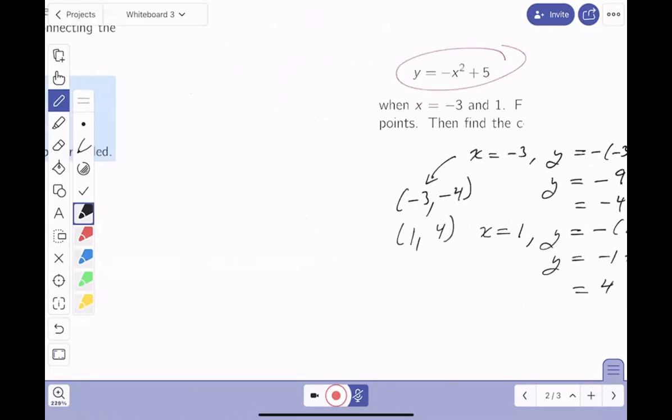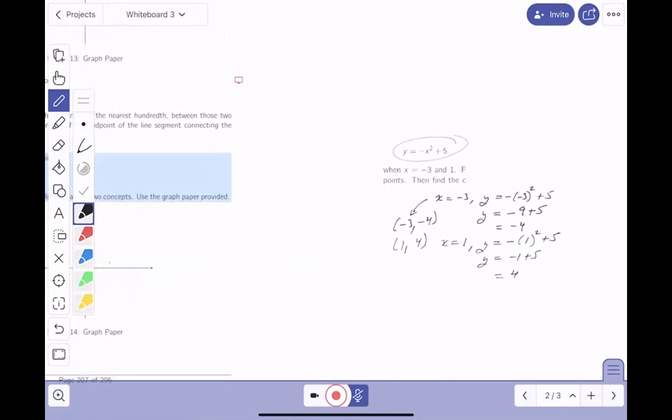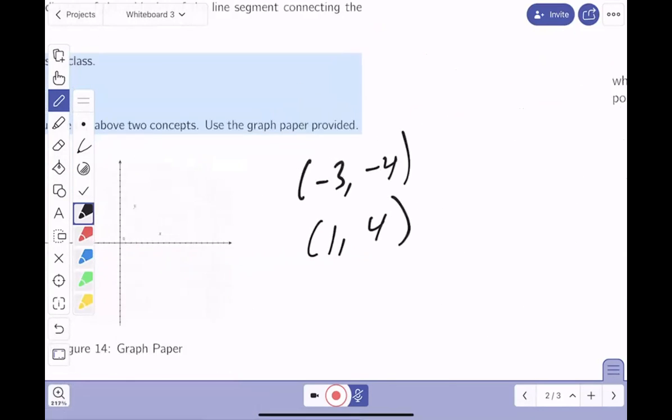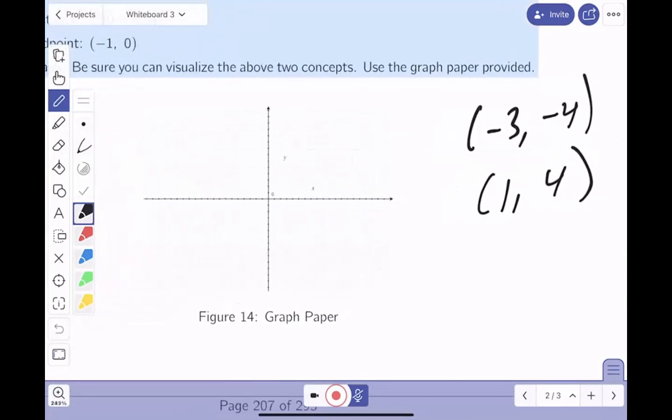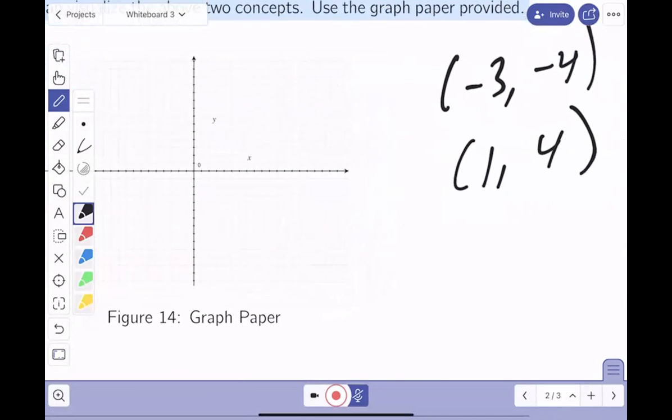All right. What I want to do is plot those 2 points on the graph paper. Let's see, I'll write them over here. I don't want to lose track of that. -3, -4, and I want to plot the point 1, 4. Again, if you look back in the original problem, they asked me to do this. All right, so see if we can do that. I'm getting better though. -3, -4. 1, 4.